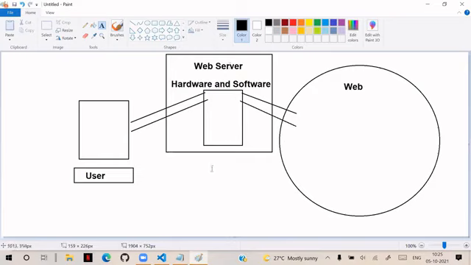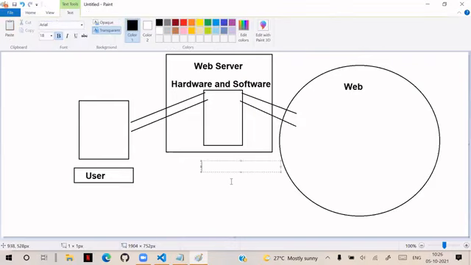Web server software, so many are there. You will learn about them. Like we have Tomcat, like we have IIS, like we have XAMPP servers, like we have WAMP servers. So many types of servers are present. I will explain them in detail one by one. So web server resembles both hardware and software.